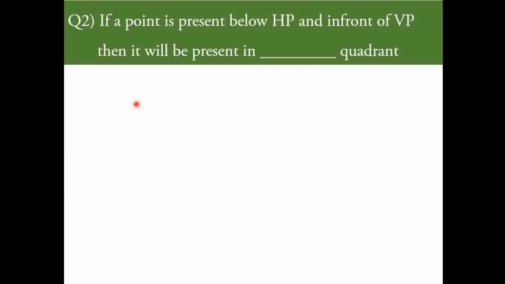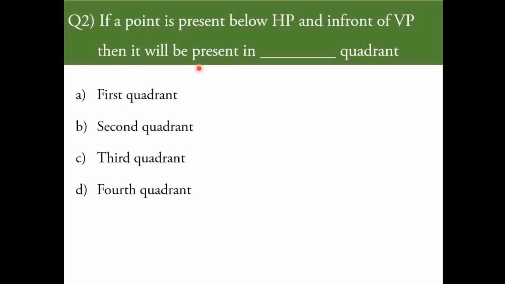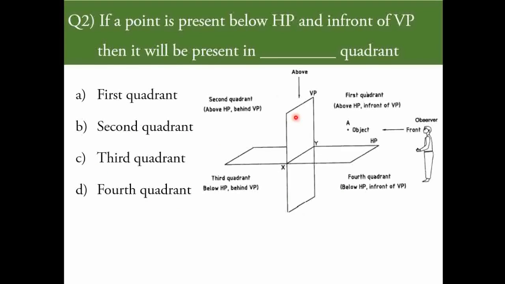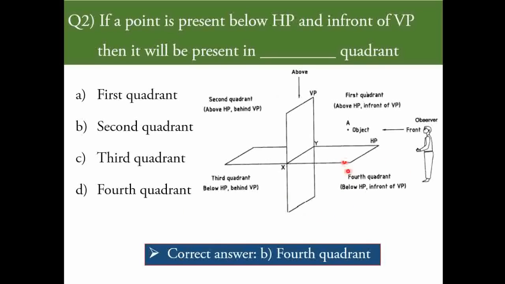Now the second question: if a point is present below the HP and in front of VP, then the point will be present in which quadrant? The options: first quadrant, second quadrant, third quadrant, or fourth quadrant. Once again we will observe the diagram, but try to remember without any diagram, we just have to imagine and identify the correct answer. The condition for the point is below HP and in front of VP, and that condition is applicable for the fourth quadrant. So the fourth option is correct, that is the fourth quadrant, below HP, in front of VP.